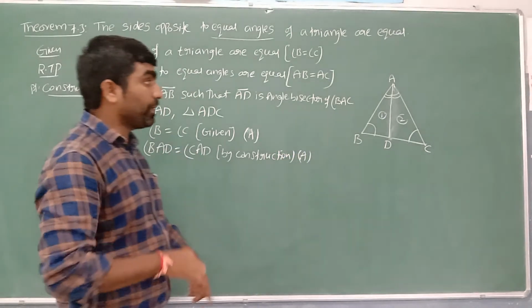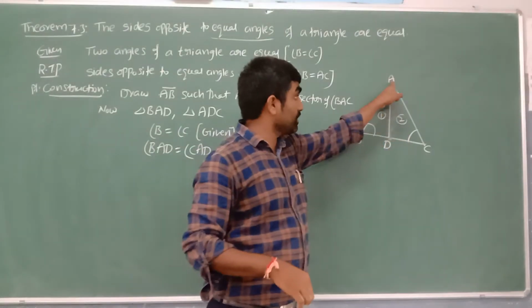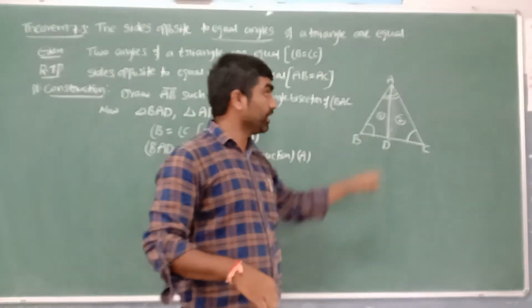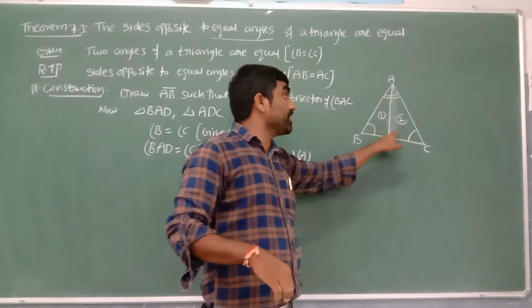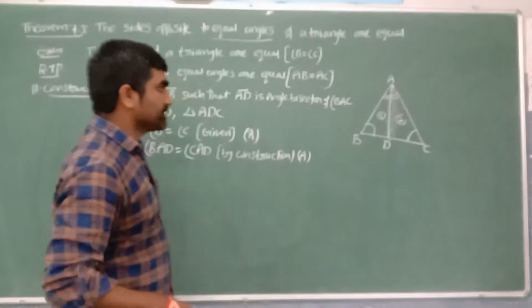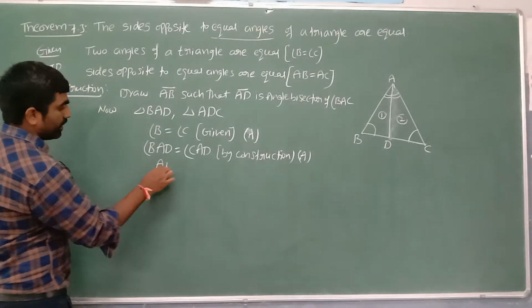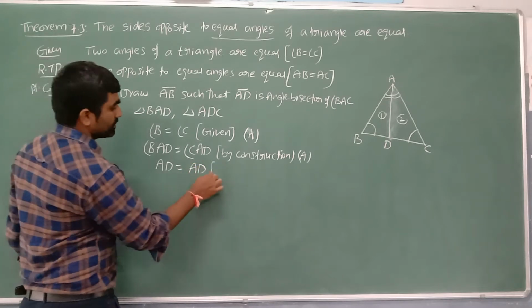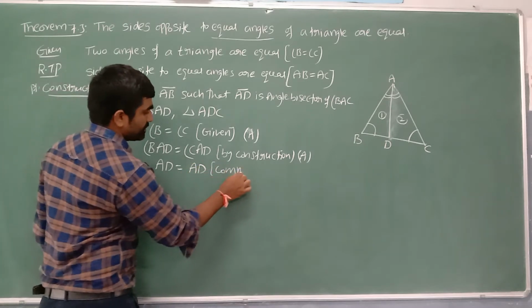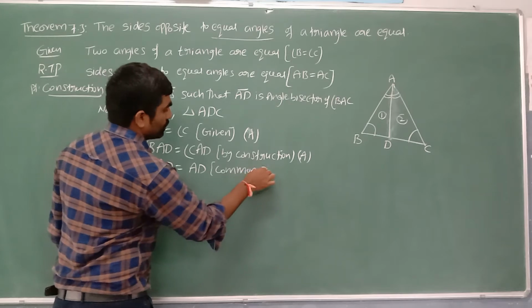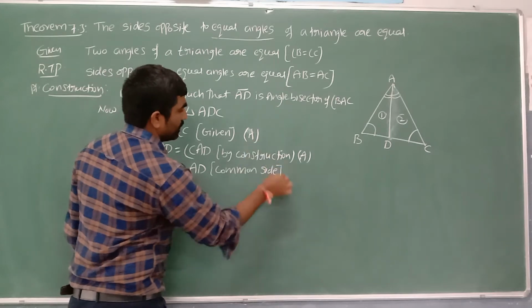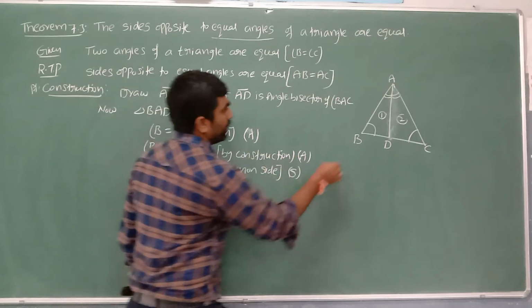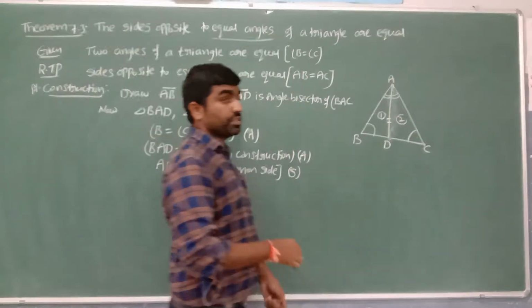Can you see any equal parts in both? Yes, I can see AD is the common side. AD is the same side which is there in first triangle and also second triangle. So let me write AD is equal to AD. What is the reason for here? Sir, it is the common side which is there in both triangles. So one side over, AD equal to AD. Now can you see which criteria is followed?